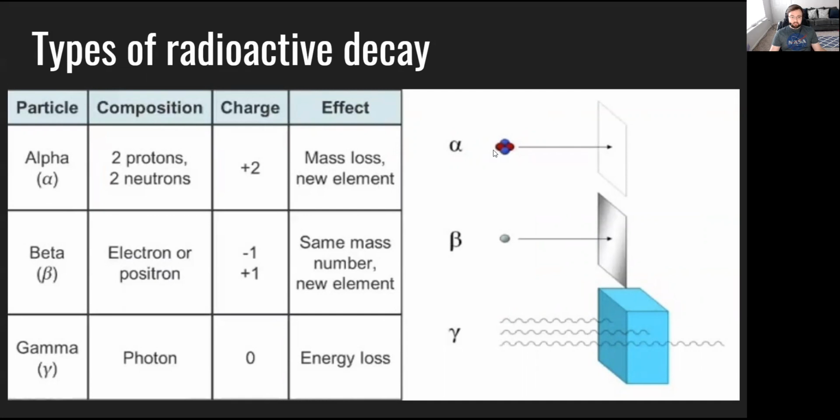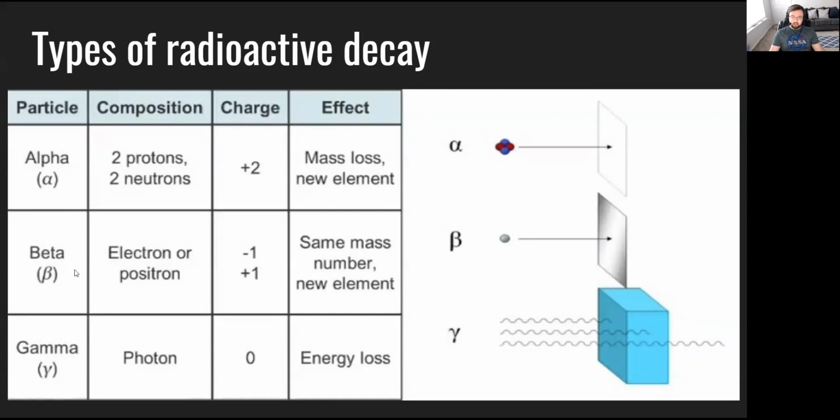Alpha decay is when it's literally going to give off a helium nucleus. It's going to give off 2 protons and 2 neutrons. So mass is going to be lost, and it's going to become a new element. So it's lost protons, and the element is changing. Now an alpha particle, which is the helium nucleus here, is really large. And since it's so large, it's actually really easy to block with weak materials like paper. So paper could protect you from alpha radiation. Now, it's still bad if you're exposed to it, but you only need something relatively common like paper or plastic to protect you from it.